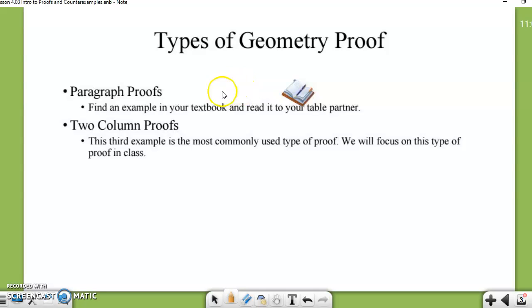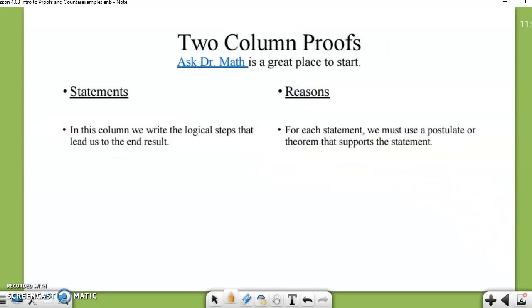Okay, we're going to look at some types of proofs today. A paragraph proof, you can read it. You don't have a textbook, but I've got one at the end. We're going to talk about it. This is not what we focus on. We focus on two-column proofs. And this is the most common type of proof in geometry, and we're going to work through some of those together today. This Ask Dr. Math is a great little website to go to if you get a little confused and you want some extra insight. Now, with two-column proofs, we have a column for our statements and a column for our reasons.